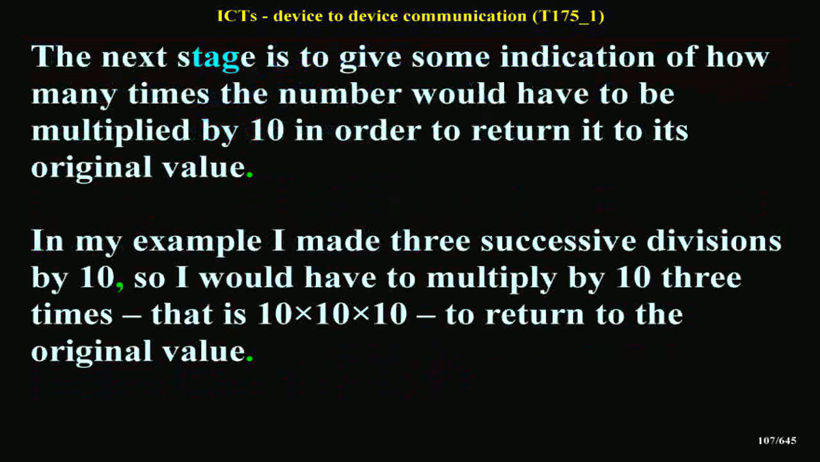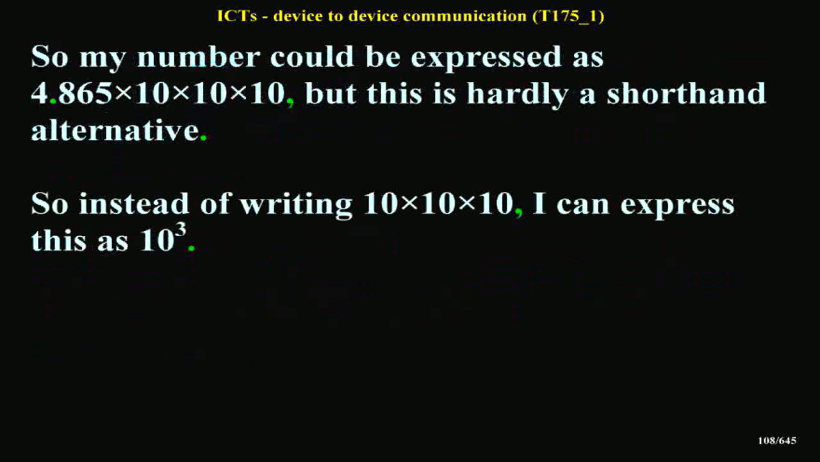In my example, I made 3 successive divisions by 10, so I would have to multiply by 10 3 times, that is 10 × 10 × 10, to return to the original value. So my number could be expressed as 4.865 × 10 × 10 × 10, but this is hardly a shorthand alternative. So instead of writing 10 × 10 × 10, I can express this as 10³.